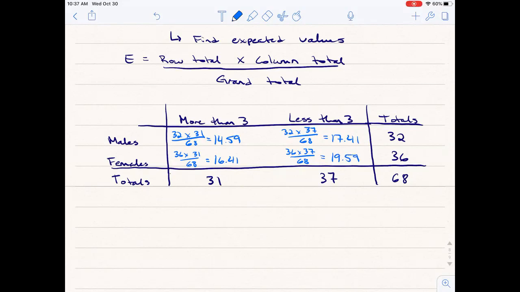Let me check those. 36 times 37 divided by 68. Yeah. Also, notice that 16.41, looking at the females, plus 19.59 equals 36, right? So these expected totals are still going to add up. They're all going to work out if we've rounded properly, right? Or might be 0.01 off or so by rounding, but that's all right. And so now we've got our expected values. If the number of times that we exercise per week is independent of the gender that we have, then these are the expected counts that we would see with these sample sizes.